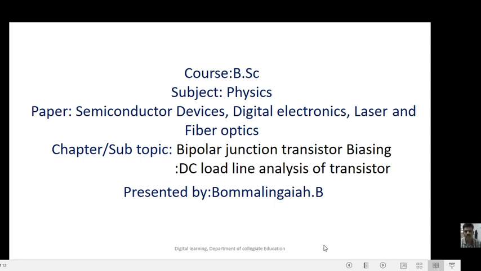Hello everyone, course BSc, subject physics, paper semiconductor devices, digital electronics, laser and fiber optics. Subtopic: bipolar junction transistor biasing, DC load line analysis of transistor. Presented by Bhummalingaya B, Assistant Professor, Department of Physics, Srimati Sri YER, Government First Grade College, Pavagada.